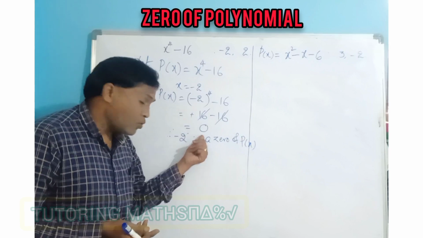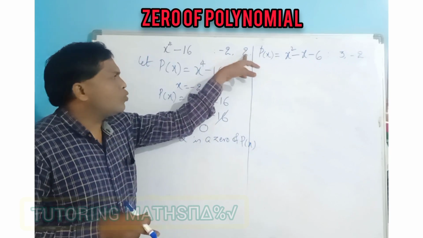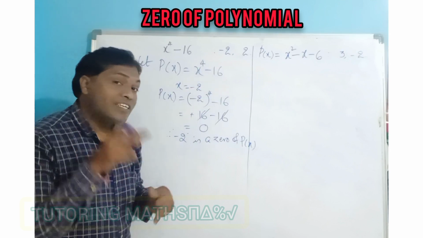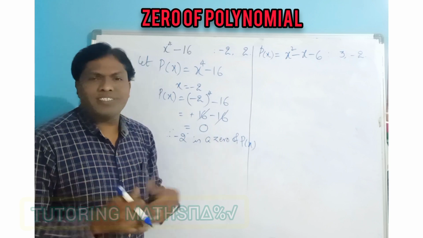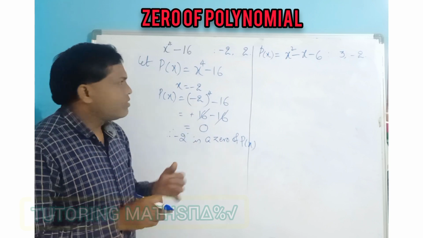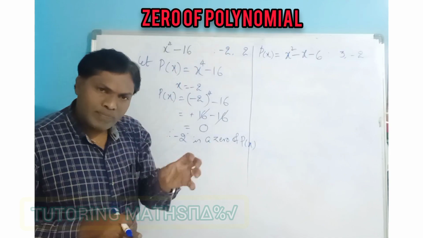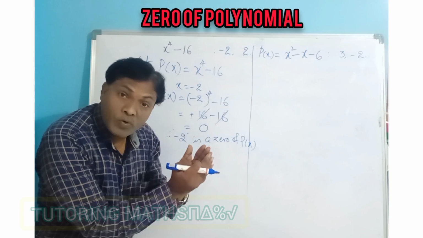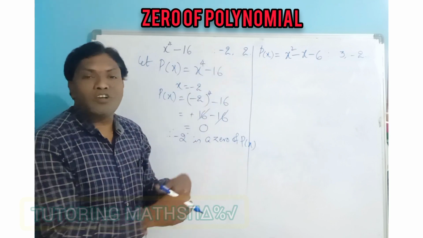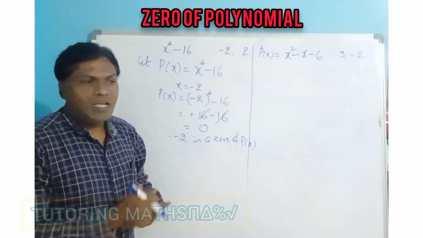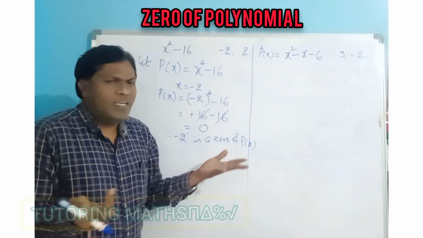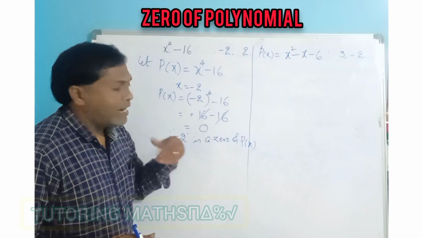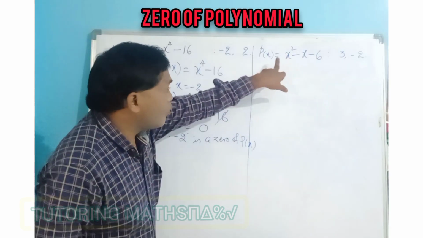If the result is 0, then you can say that 2 is a zero of p of x, x to the power of 4 minus 16. If the result is not equal to 0, then we cannot say that it is a zero. So when you substitute a particular value in the given polynomial, if the result is 0, then that value is called a zero of the polynomial. If the result is not equal to 0, then it is not a zero of the polynomial. That's all. And let's discuss one more problem.